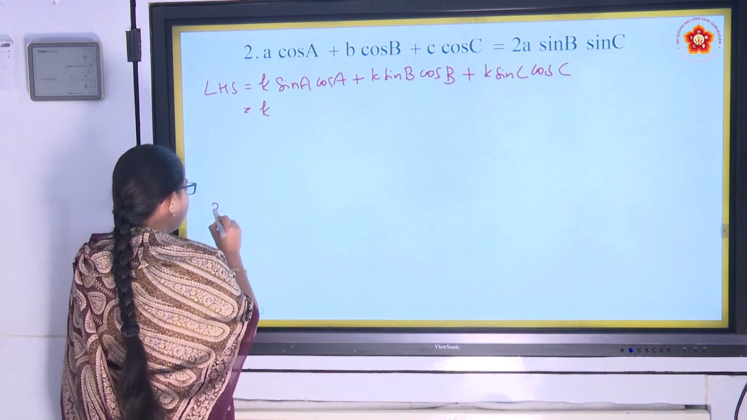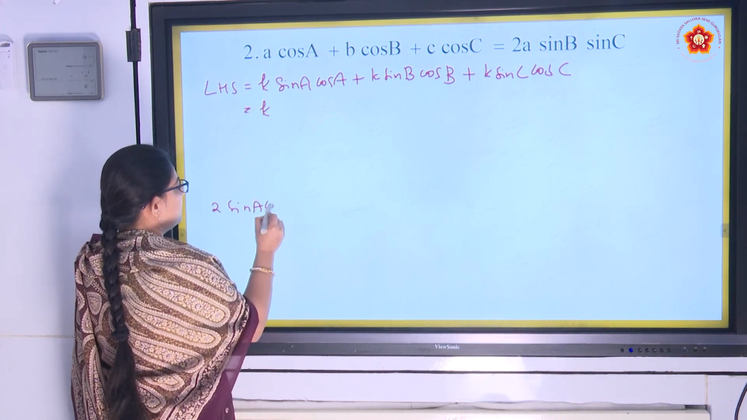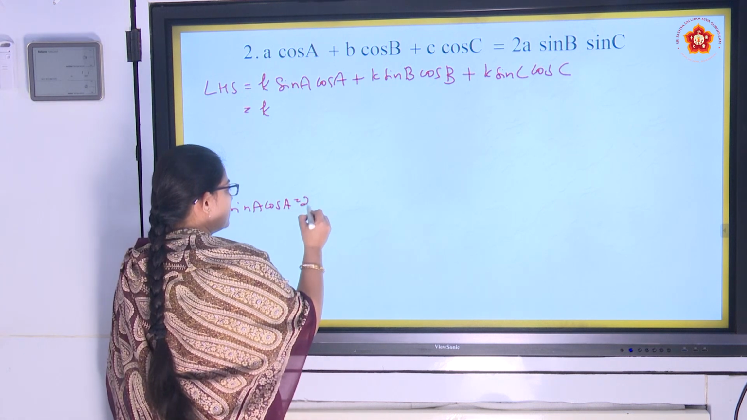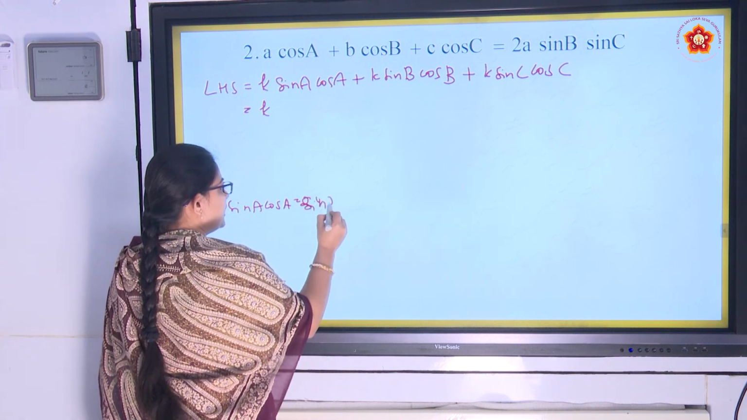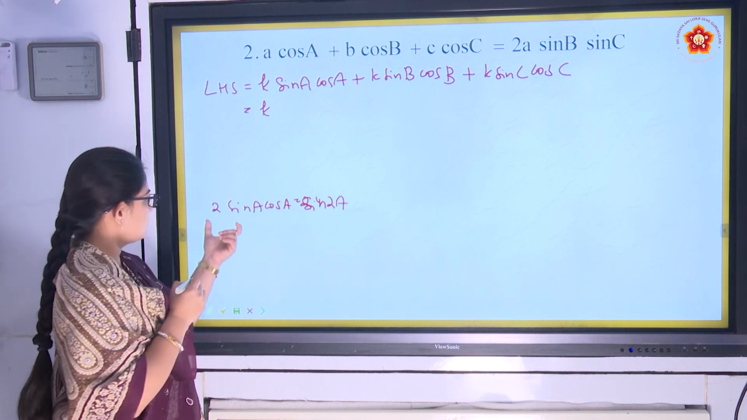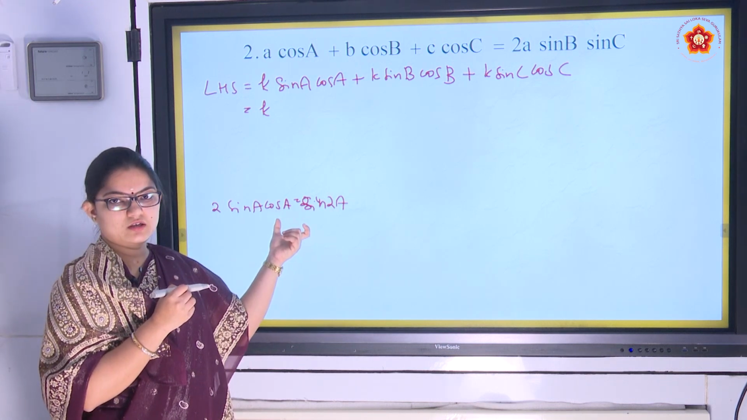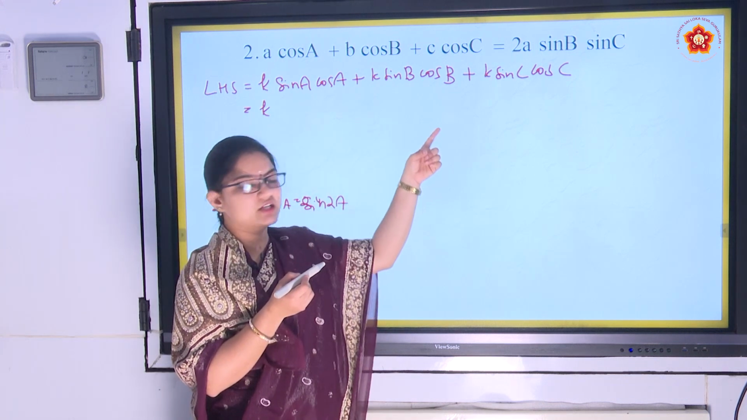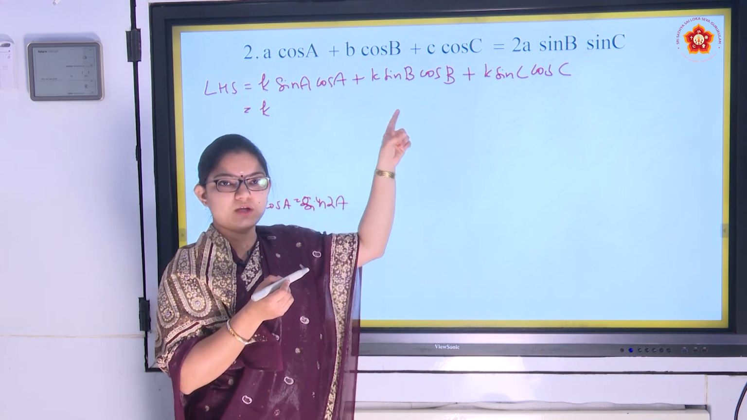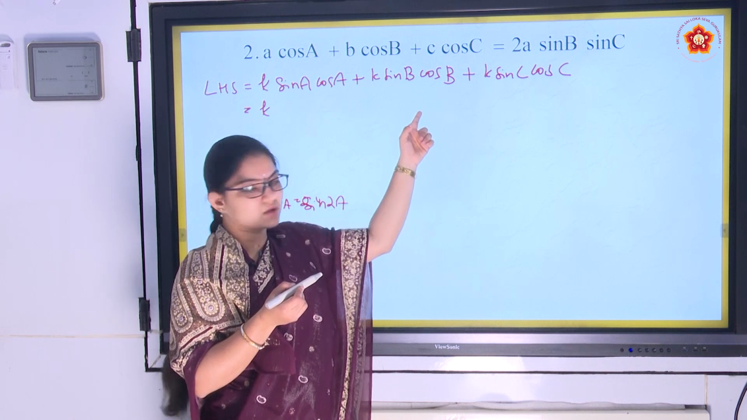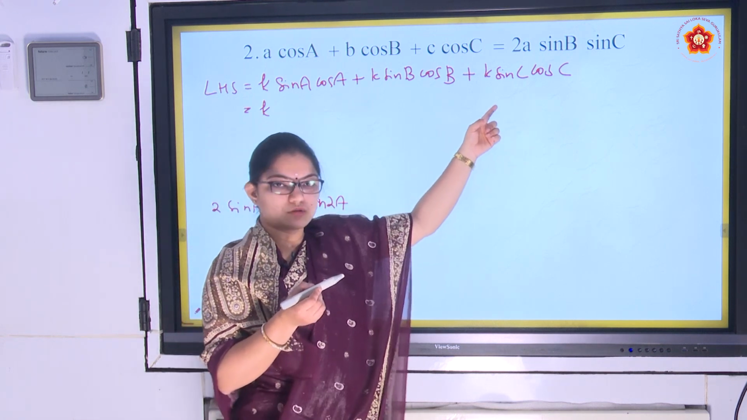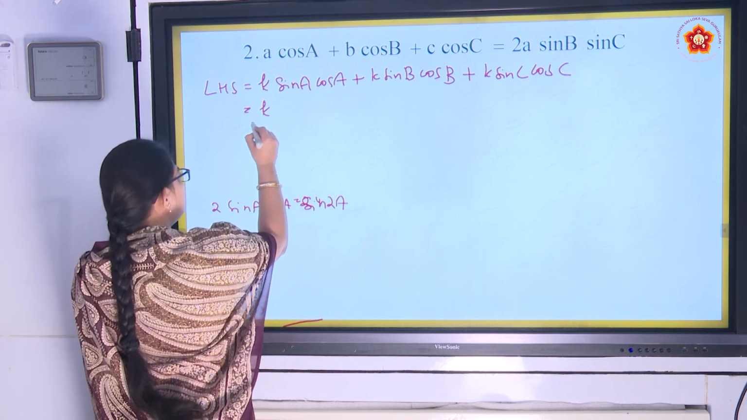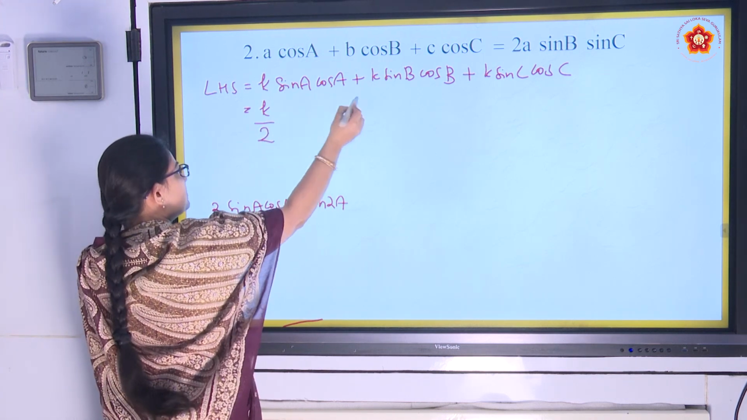But if I have 2 sin A cos A, then I can apply the sin 2A formula, that is sin 2A is equal to 2 sin A cos A. Correct? So 2 is missing in all the terms. Sin B cos B, so 2 sin B cos B is sin 2B. So 2 is required here also, and also here 2 is required. So let us multiply and divide it by 2.